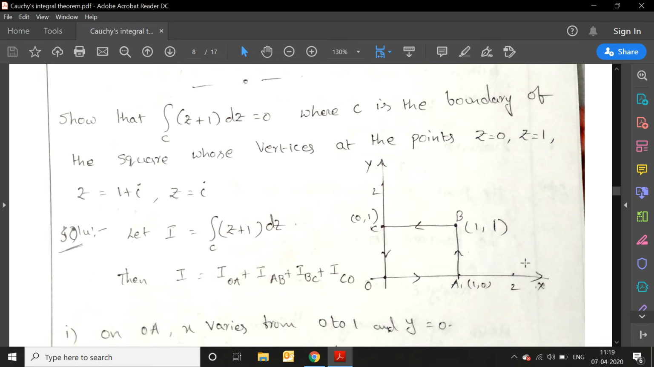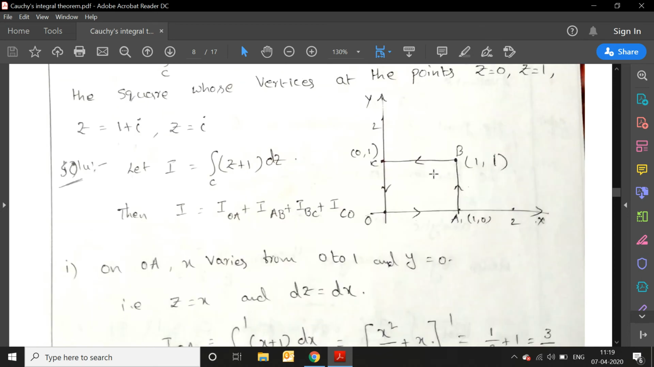That is, I am taking I is equal to the integral over C of (z plus 1) dz. Now for the overall integration I need, the curve C is divided into 4 parts. That is, the first curve is OA, next curve is AB, next curve is BC, last curve is CO. So along these curves we can find the integration. First one is I OA plus I AB plus I BC plus I CO.